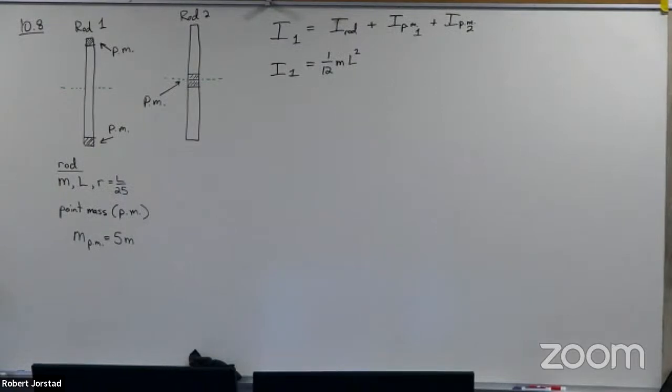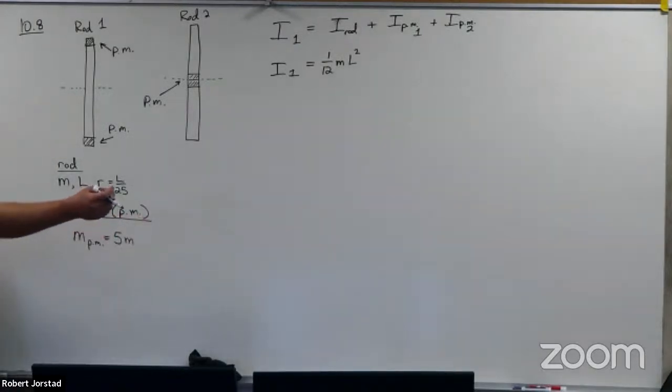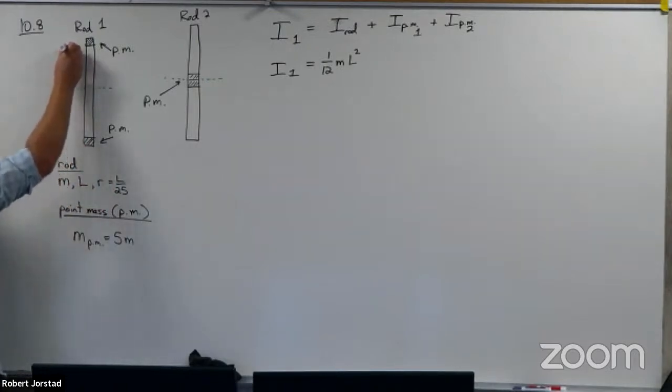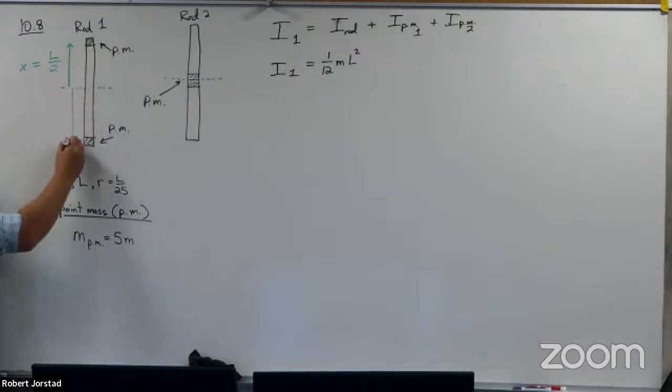Now look up in that table for a point mass. What's the moment of inertia for a point mass? mx squared. What is x in the table? Distance from the rotation. Absolutely. So what is x for this problem? L over 2. How about for this one? Oh, true, but x is a distance, so we can just take the absolute value.